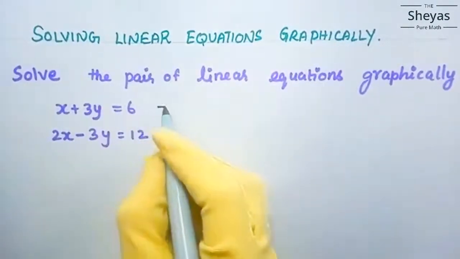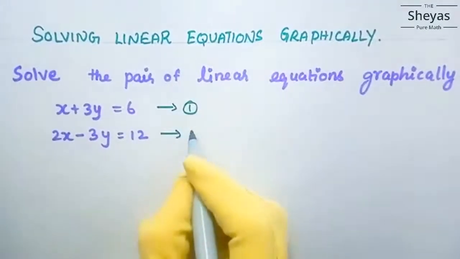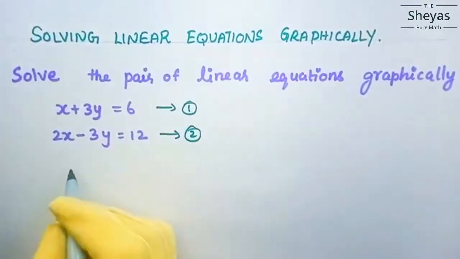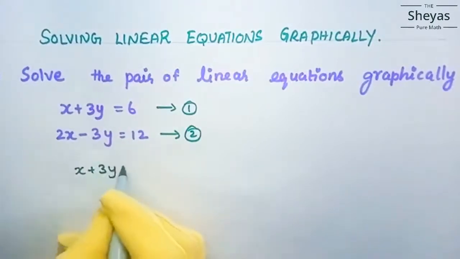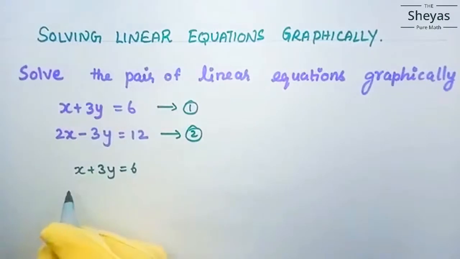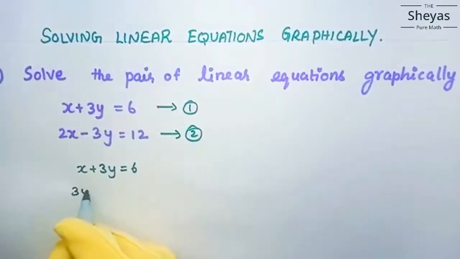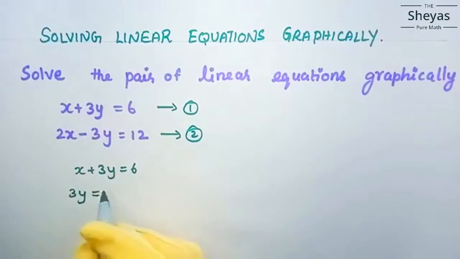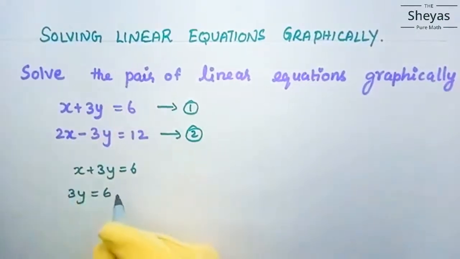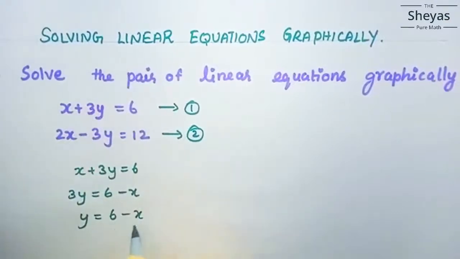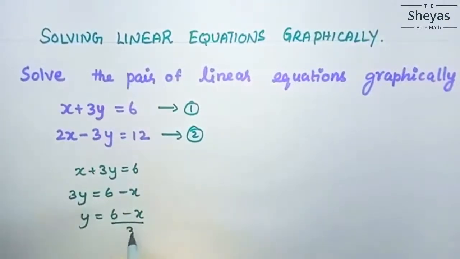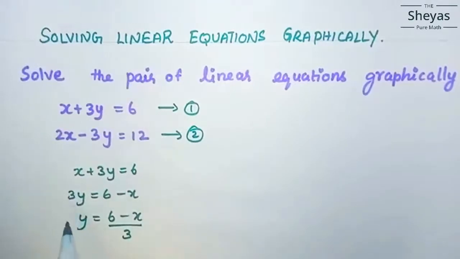First step, take the first equation. So this is the first equation, this is the second equation. First equation, x plus 3y is equal to 6. Now I am writing this 3y as such and 6, taking the x to the other side. Then y is equal to (6 minus x) by 3. If it is in multiplication, when it goes to the other side, it will be division. So y is equal to (6 minus x) by 3.